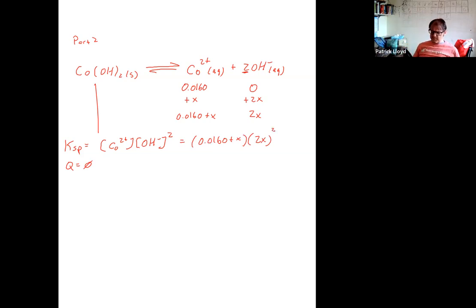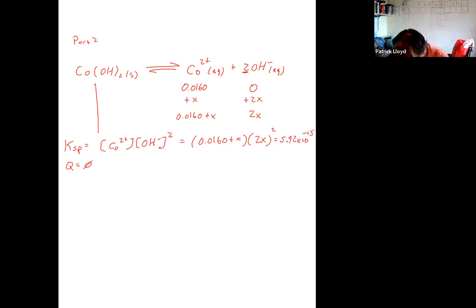Now, this is a bit of a challenge mathematically. We have an x in one term and a 2x in the other term, and that's squared. So the highest order for this particular function is x cubed. It's a third order polynomial, which is not simple to solve. However, again, we can apply some chemical principles to our logic here. The value of KSP is tiny: 5.92 times 10 to the negative 15.